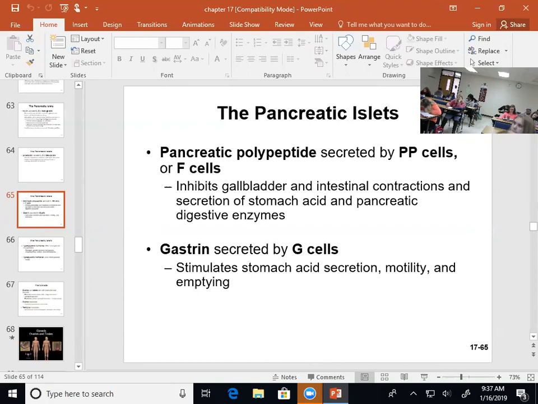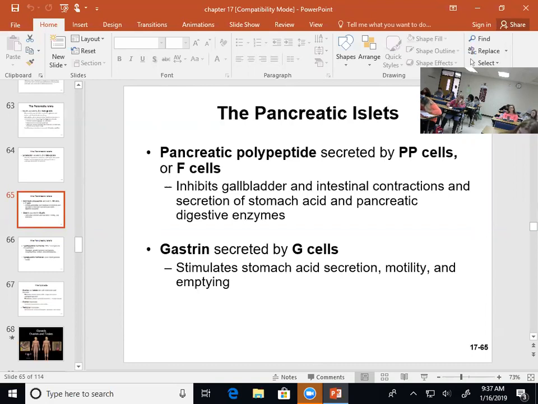Let me tell you what this disease is. This is an autoimmune disease. Autoimmune, what does that mean? The immune system cells attacking cells. That means your immune system is attacking the cells that produce insulin.